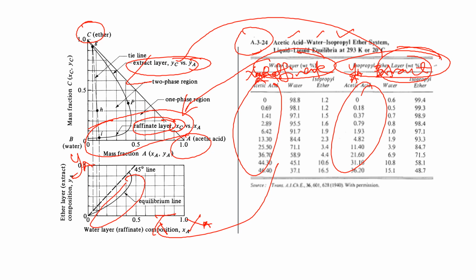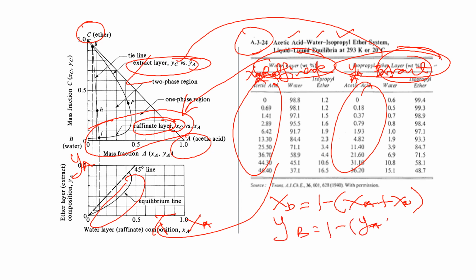The concentration of component B is obtained by a difference in component balance. For example, XB is equal to 1 minus (XA plus XC), while YB is equal to 1 minus (YA plus YC), because the total of XA, XB, and XC is equal to 1. The two-phase region here is inside the pocket and the one-phase region is outside the pocket.